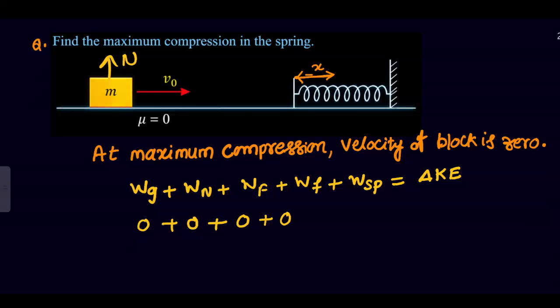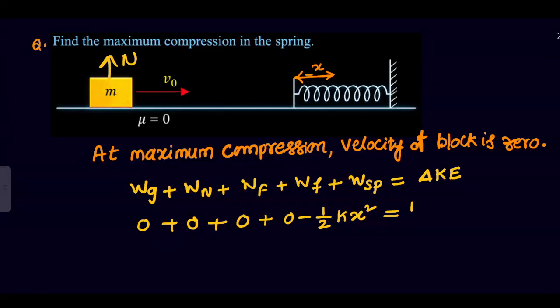Now the spring force is there. What is the work done by the spring force? The work done by the spring force is negative, that is minus 1 by 2 k x square, where x is the compression or elongation. And this is equal to the change in kinetic energy.